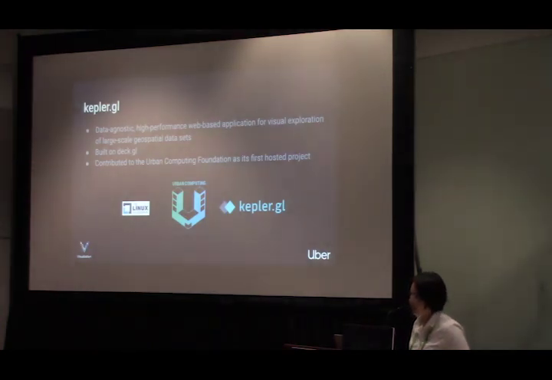So the second product I'll introduce here is KeplerGL, which I already briefly talked about in the earlier slides. KeplerGL is a data-agnostic, high-performance web application which can be used for visual exploration of large-scale geospatial data sets. Since KeplerGL is built on top of DeckGL, it can take the full rendering power of DeckGL and the GPU rendering power. So this project has already moved to the Urban Computing Foundation.